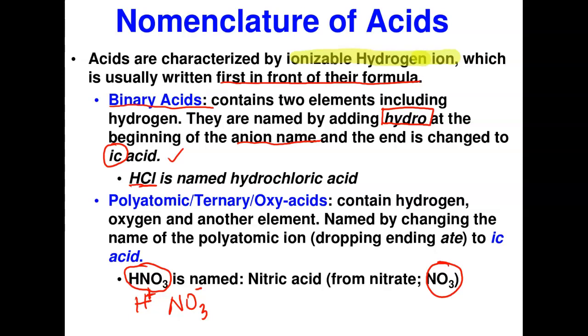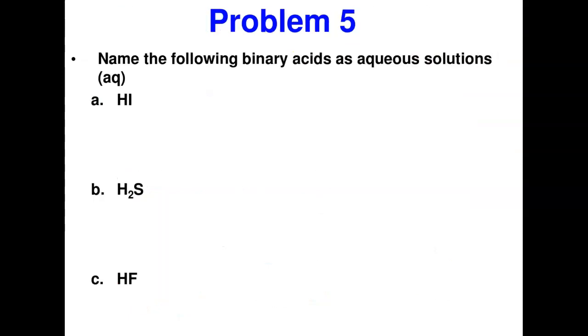So we're going to name this one. This is nitrate, so we're going to drop ATE and put IC. So the name of this is nitric acid. We're going to practice this in the next few pages.